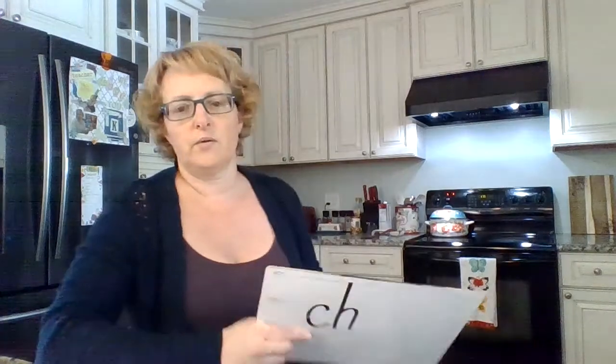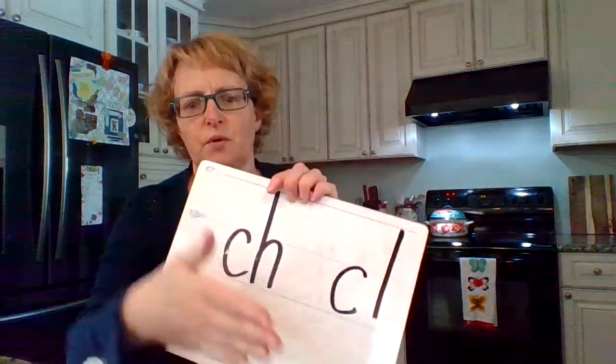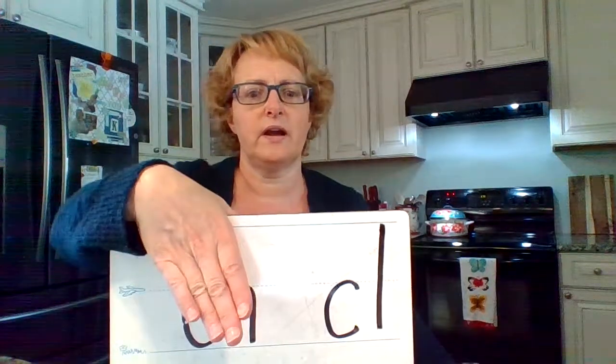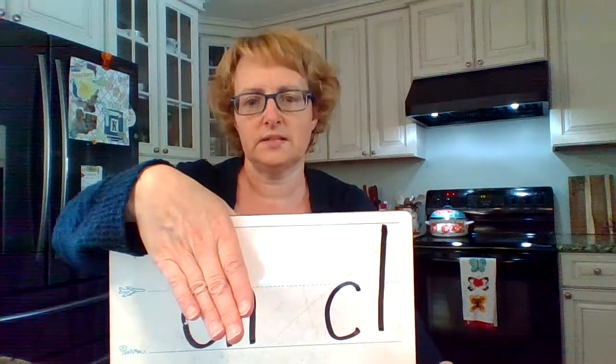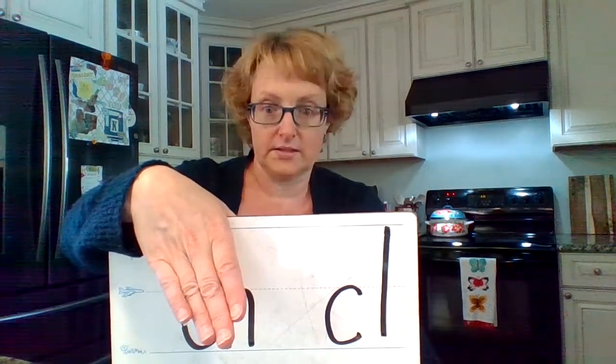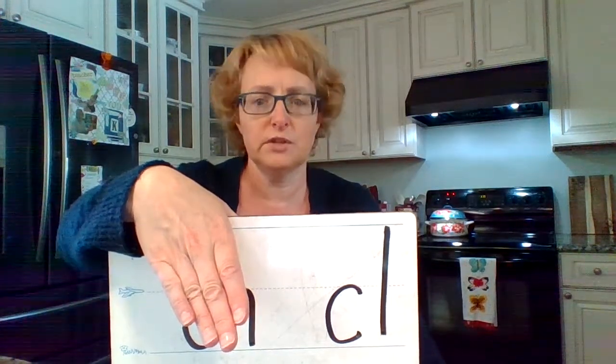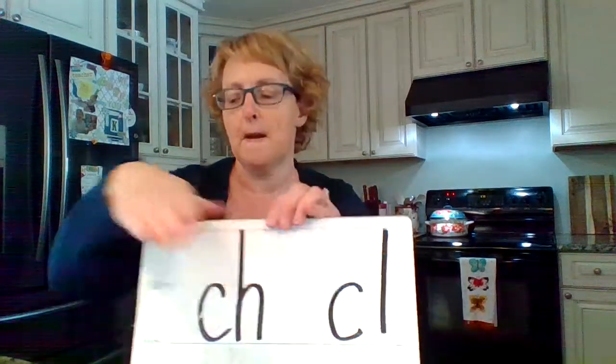Now, today, guys, we are going to learn another digraph, which is CH. Now, hold that thought for 1 second. Guys, sometimes we have other things. Like, for example, right here I have CL. And CL are two consonants you can put together. Like class, right? So CL go together, but they each have their own sound. We still have K and L. We just put it together. Class, right? But CH is not like that.